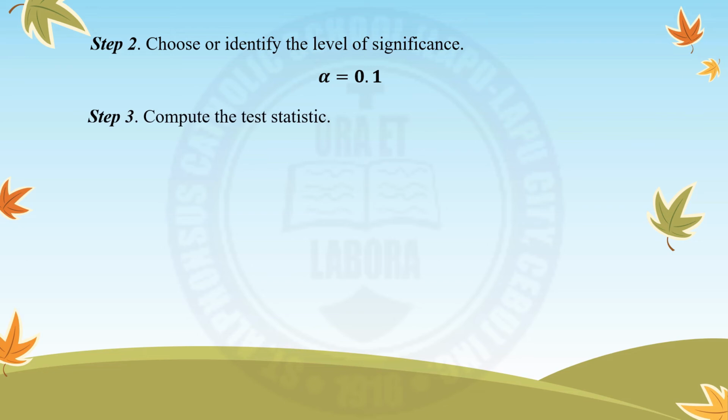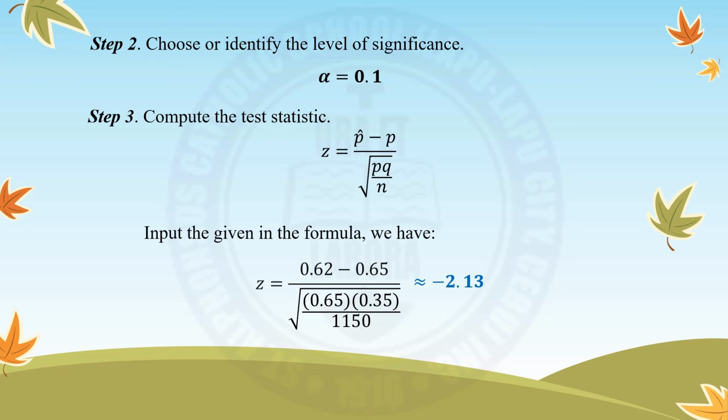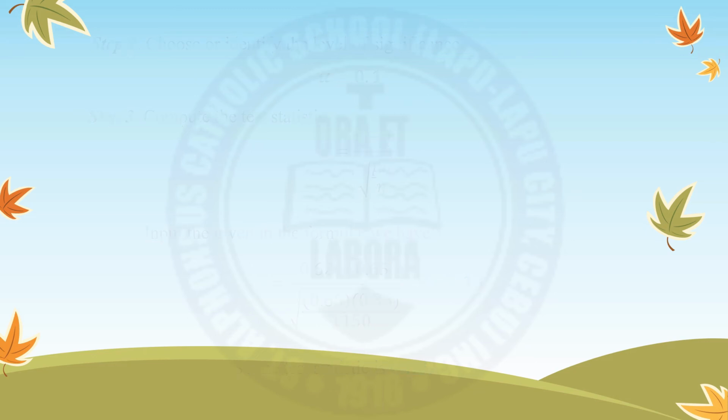For step 3, compute the test statistic, and this is the formula that we are going to use. Substitute the values of the variables in our formula, and it is equal to 0.62 minus 0.65 over the square root of 0.65 times 0.35 over 1150, and it is approximately equal to negative 2.13. So the test statistic is negative 2.13. For step 4, determine the critical value.